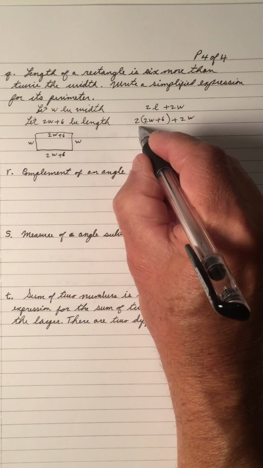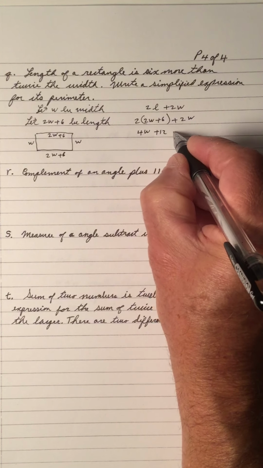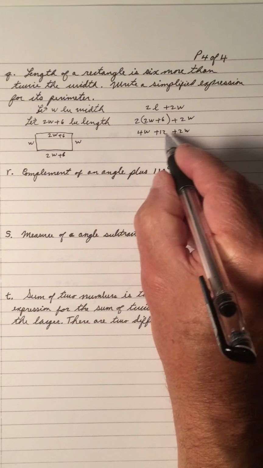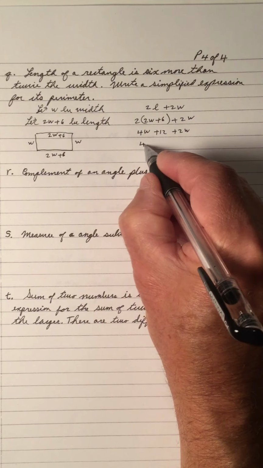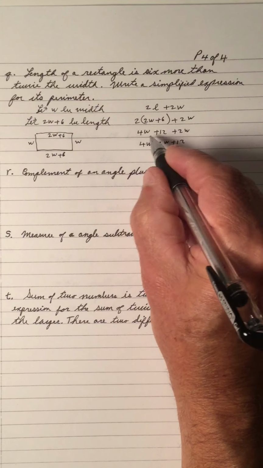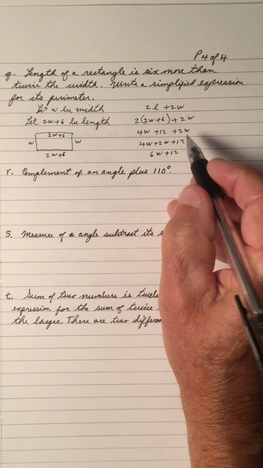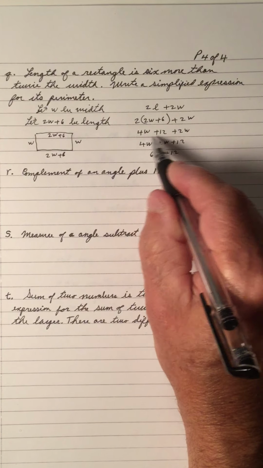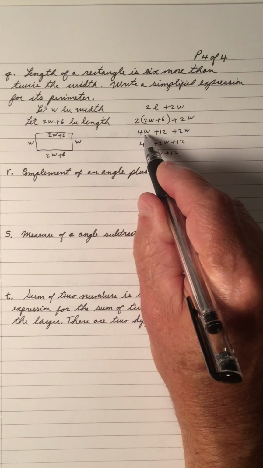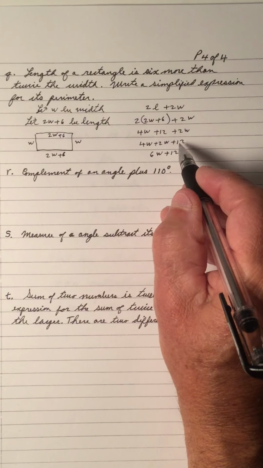And if you work this out, 2 times 2w is 4w, 2 times 6 is 12, plus 2w. If you add like terms, I'm just going to group them together. The w's go together, so you get 6w plus 12. You could just add those right here in this step and say 2w, 4w and 2w, 6w plus 12, without writing this if you wish.